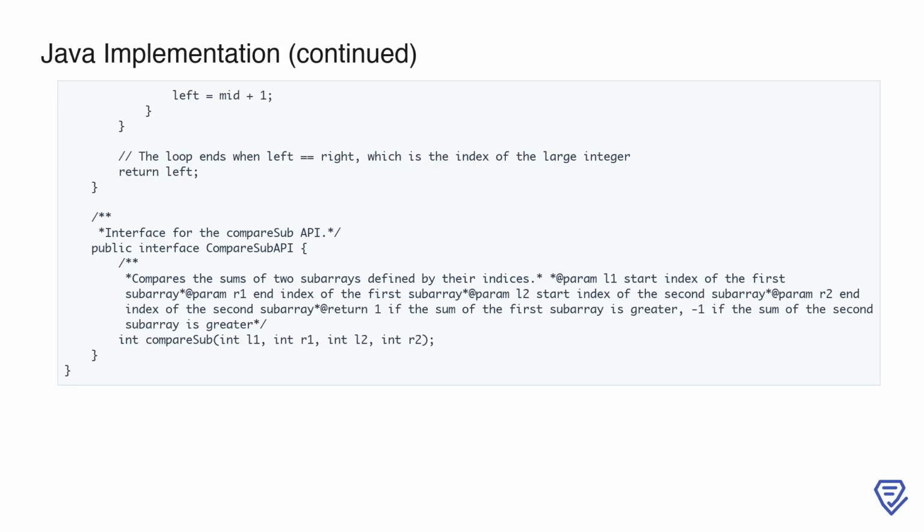Finally, we define the compareSub API interface, which specifies the functionality of the compareSub method. This method takes four parameters representing the start and end indices of two subarrays, L1 and R1 for the first subarray, and L2 and R2 for the second subarray. It returns 1 if the sum of the first subarray is greater, -1 if the second subarray's sum is greater. This interface is crucial for interacting with the problem's hidden array, ensuring our solution adheres to the constraints of the problem.